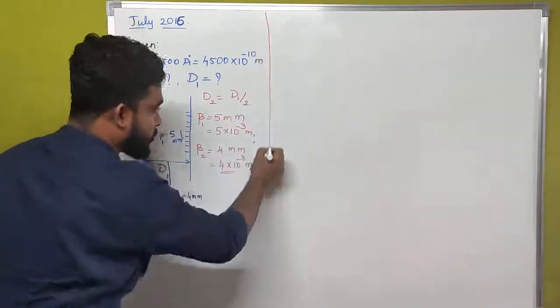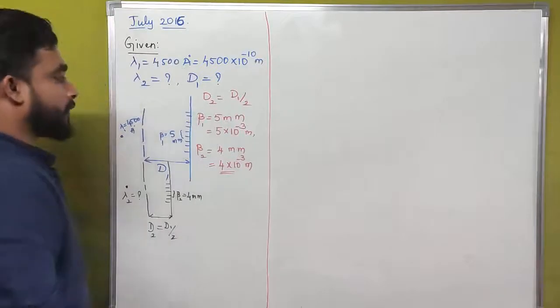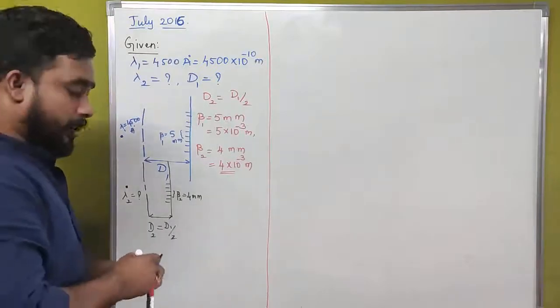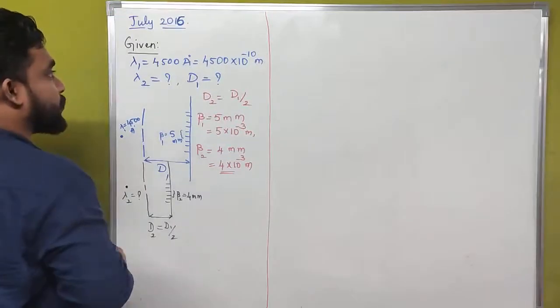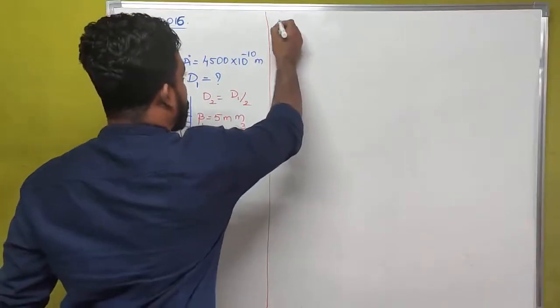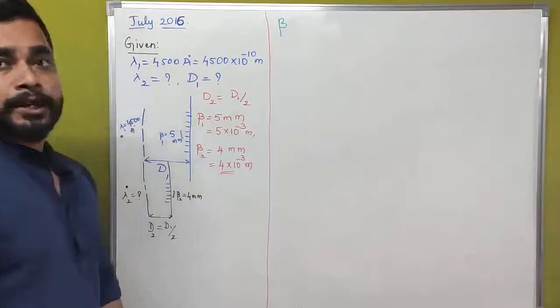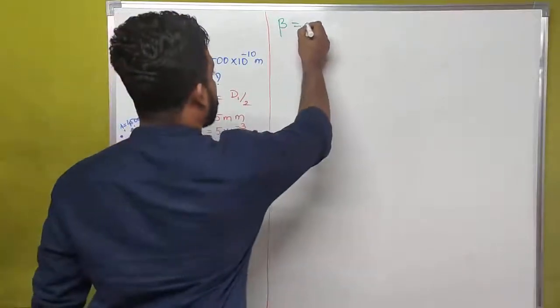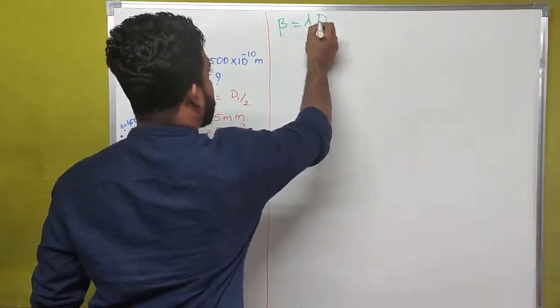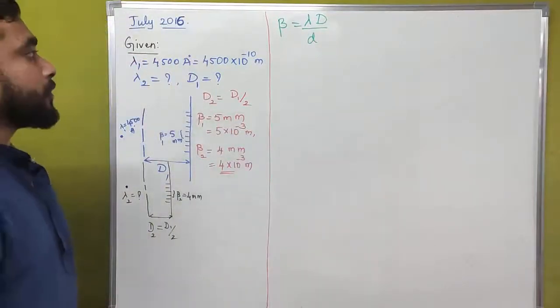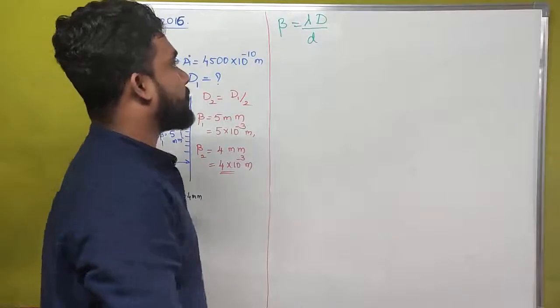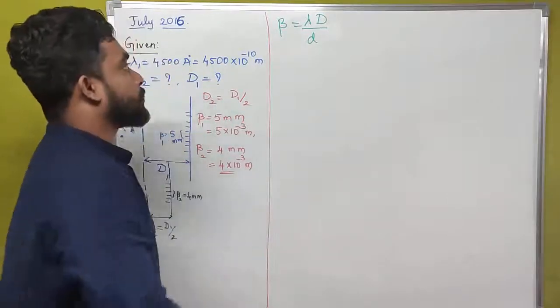By using all this, what we have to find out is the wavelength of the second wave. For that, what I am going to do is, I am going to assume the expression of fringe width, that is beta. Beta is equal to what? Lambda into capital D divided by small d. Actually, this is the expression for fringe width. Beta is equal to lambda into D divided by small d.